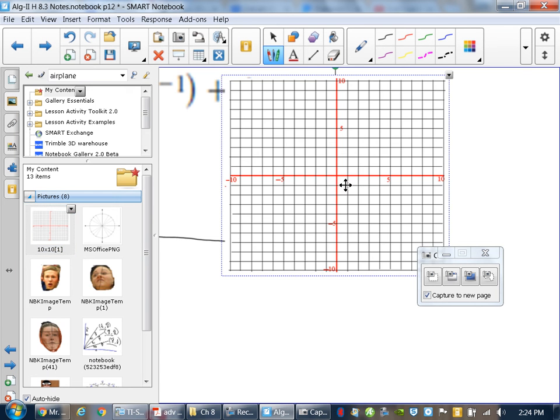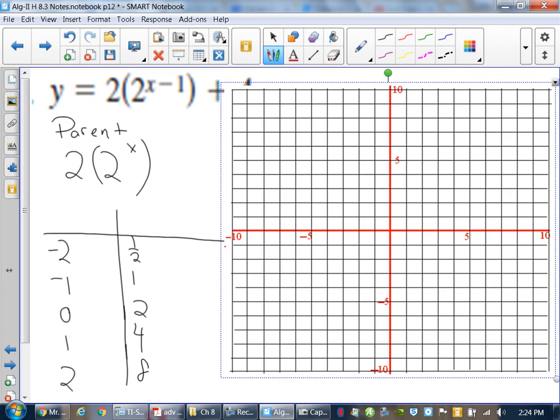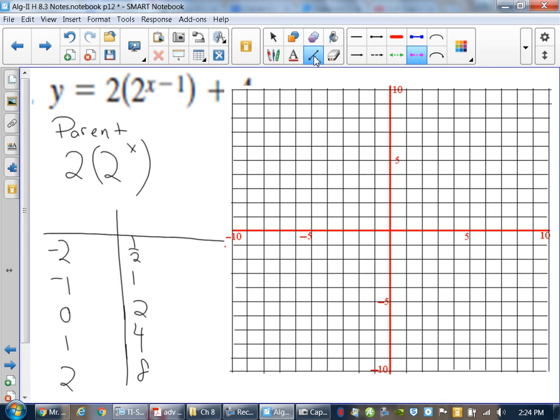So when you go to look at the graph then, we know to start this one, we'll have our asymptote for the parent at 0. I know that I have a y-intercept at 2. And then I just go through. So half, 1, 2, 4, and 8.